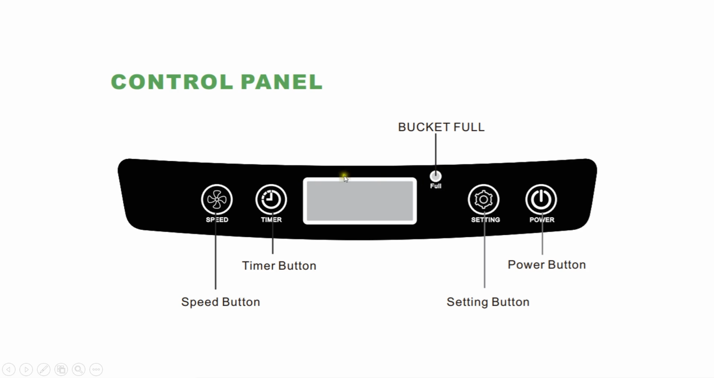This is the LCD display that shows error codes and temperature and also the relative humidity value. This is the timer button. By using this button, the user can set the delay to start or delay to stop for the dehumidifier. And this is the speed selection button for the fan that is inside the dehumidifier.